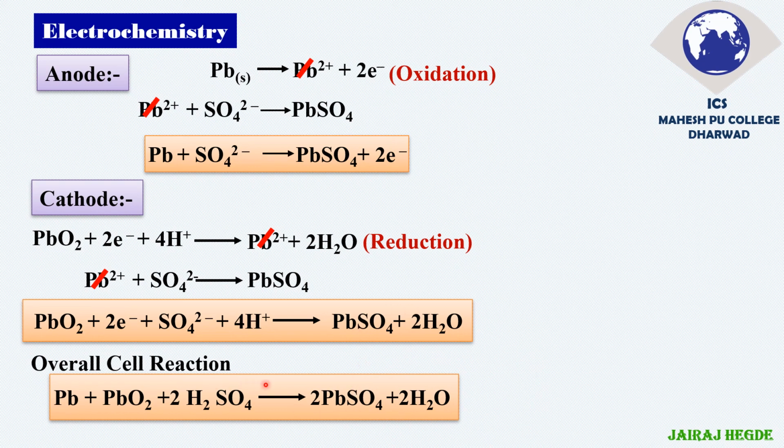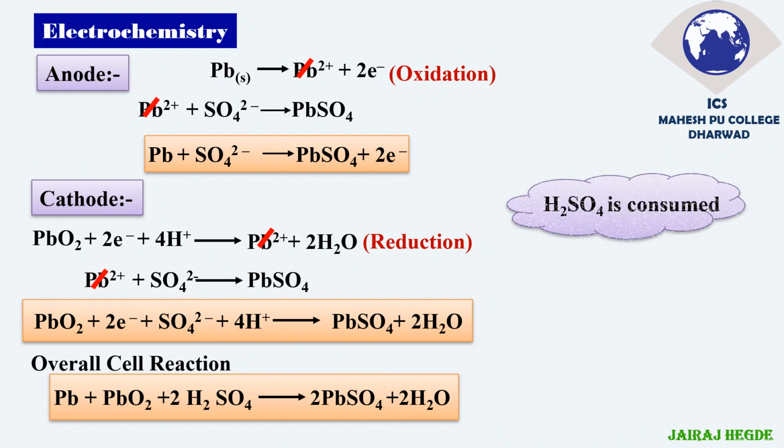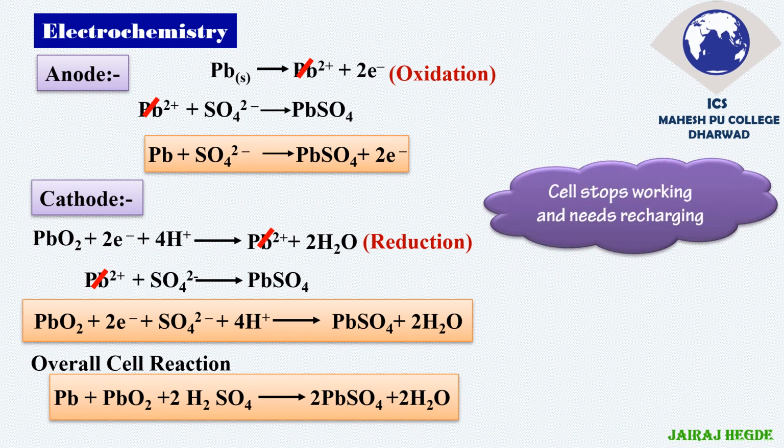But the reaction will not happen continuously; its voltage starts decreasing, and when the voltage decreases to 0, we call it a dead cell, or the cell stops working. Whenever the cell stops working, we need to do recharging. How can we recharge it? We have to supply reverse current. Oppositely, we have to supply more electricity in order to reverse this reaction.